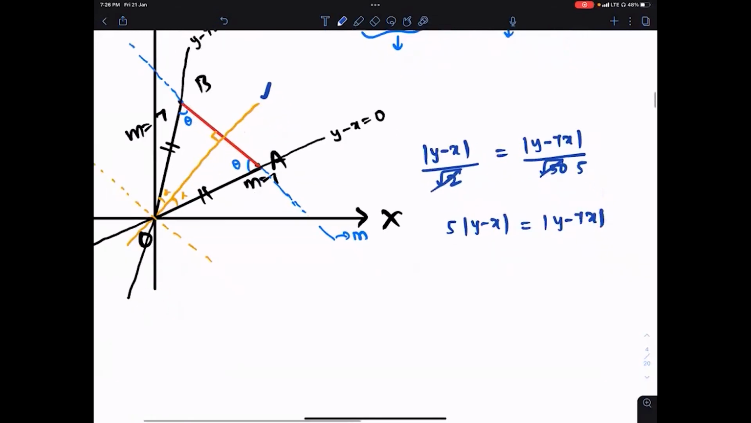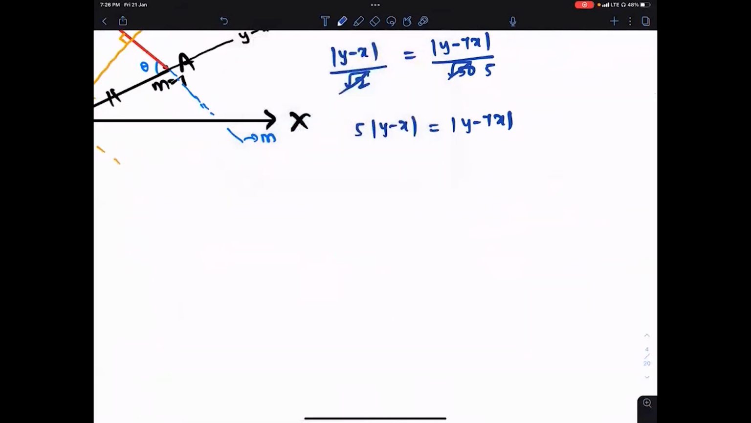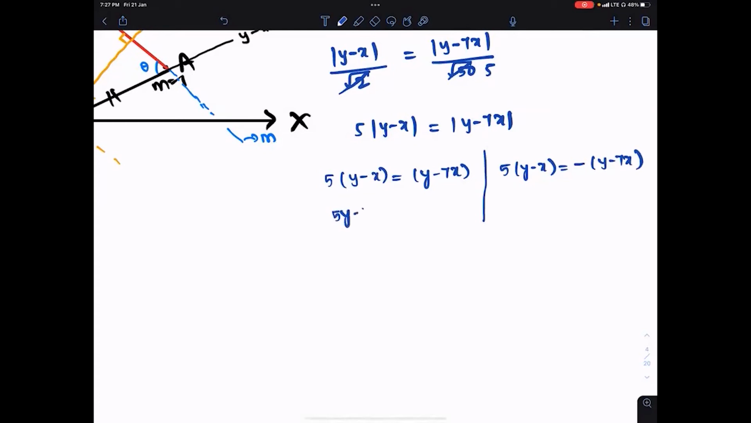Now this is where I was saying you have to open the modulus. Let's open the modulus with the plus sign. What I mean by the plus sign is, I'll remove both the modulus on both sides and just keep it like this. With the minus sign means just put a minus like this. Let us simplify this one. 5y minus 5x. Let us do it fast.